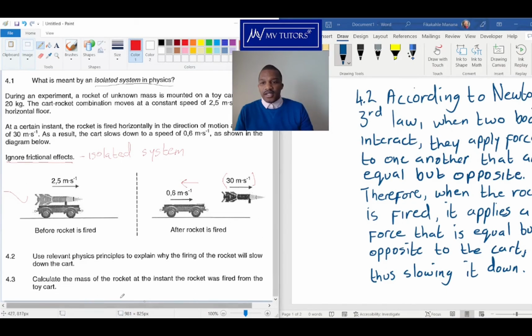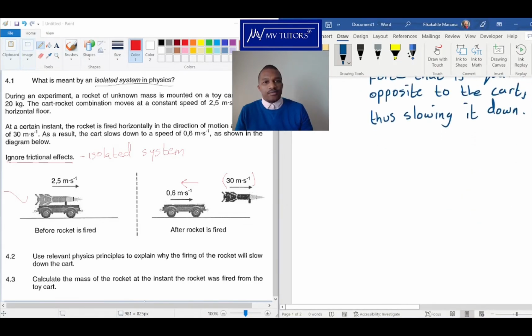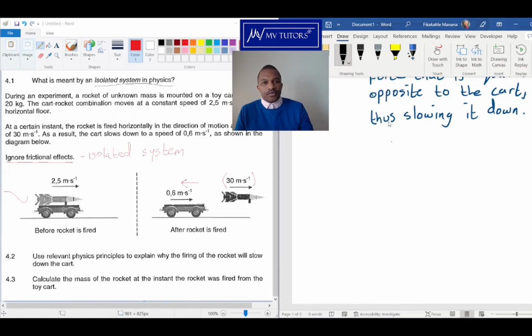The next question says, calculate the mass of the rocket at the instant the rocket was fired from the toy cart. We're just calculating the mass of the rocket. We will use the principles of momentum to do this. Let's get some space and change the color, let's go black this time. So we are now on 4.3.